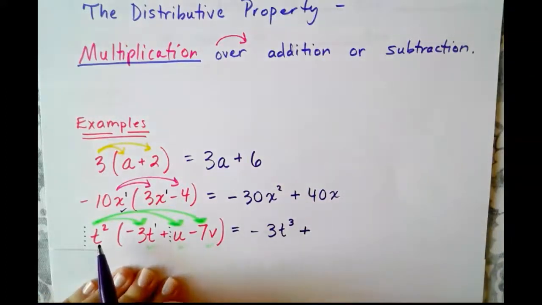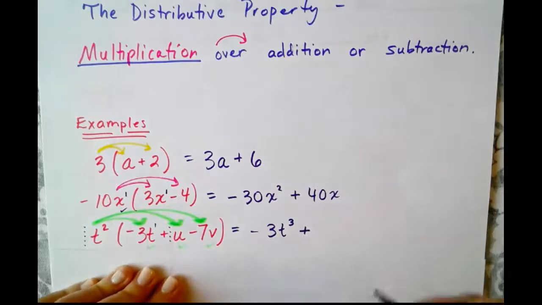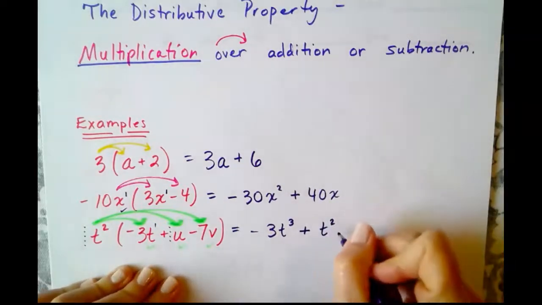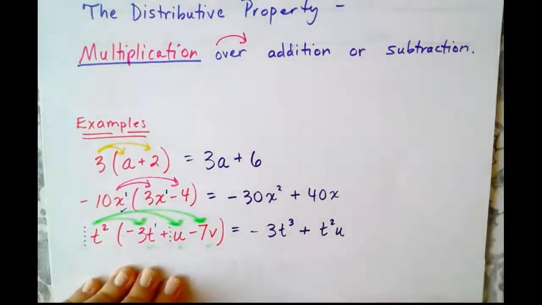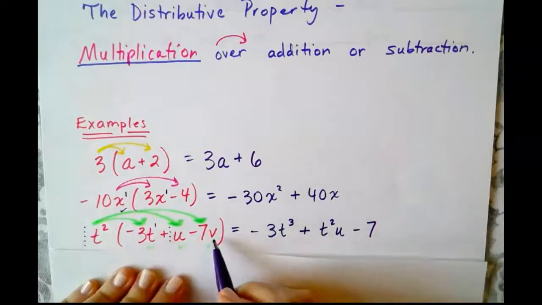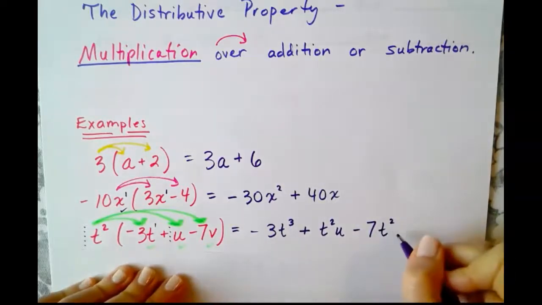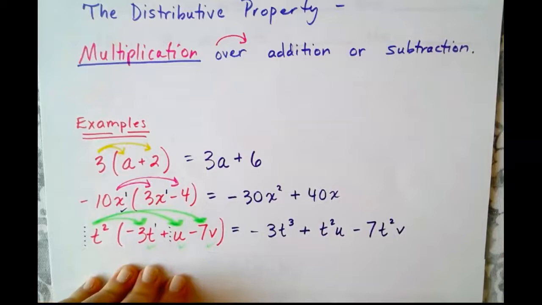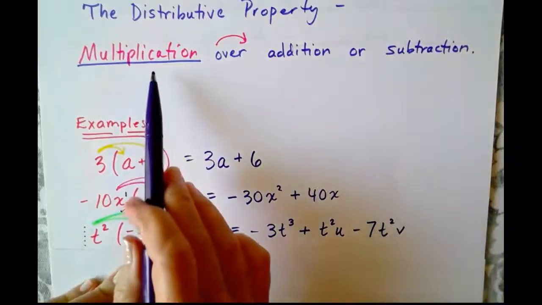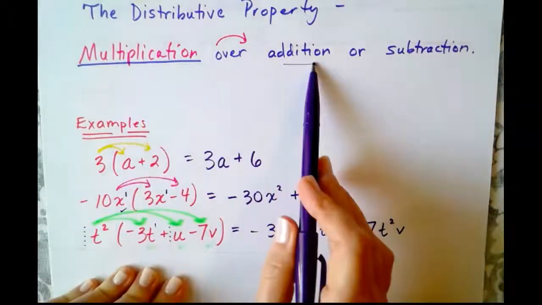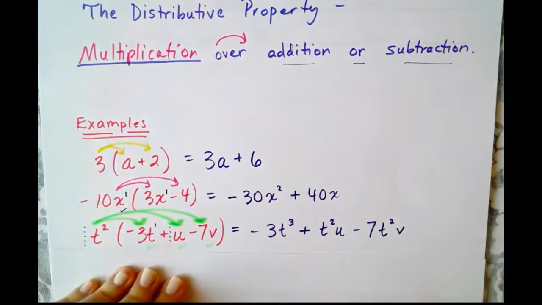Next, we have t squared times u. Normally, it's just good algebra manners to put your variables in alphabetical order. So t squared times u. Next, 1 times negative 7 is negative 7. T squared times v is t squared v. That's using the distributive property. The distributive property is multiplication over addition or subtraction.